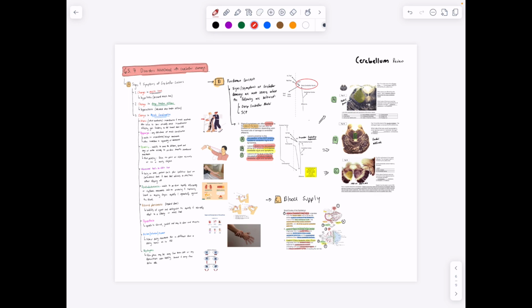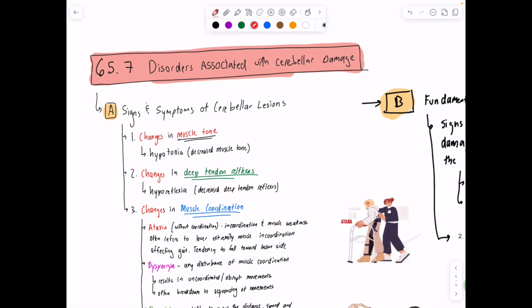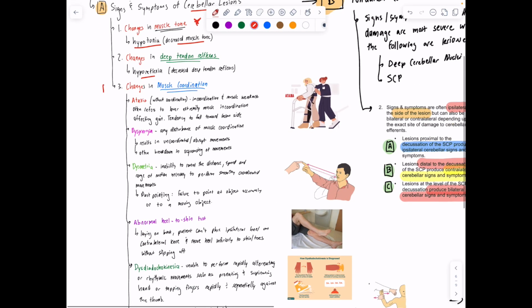What happens when something goes wrong? So signs and symptoms of cerebellar lesions, right? We're dealing with planning, refinement of movement, balance, unconscious proprioception, so changes in muscle tone. Again, symptoms of cerebellar lesions: hypotonia, decreased muscle tone; changes in deep tendon reflexes. You're going to have hyporeflexia, decreased deep tendon reflexes, and then this is the big one: changes in muscle coordination.